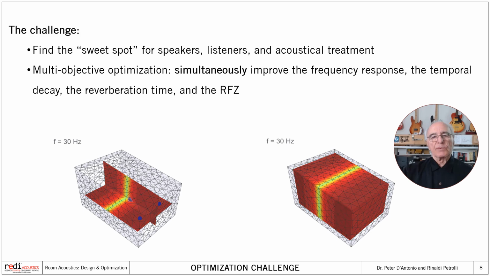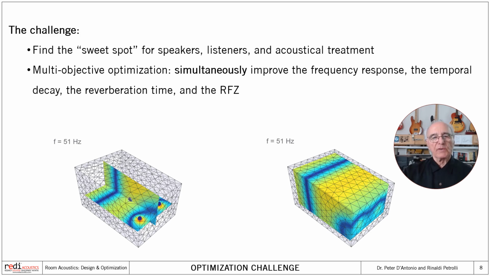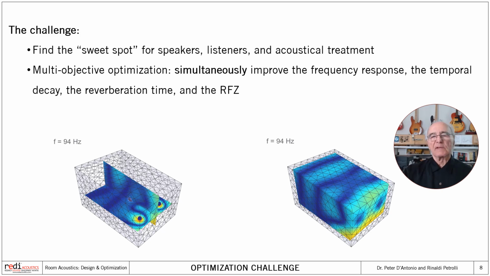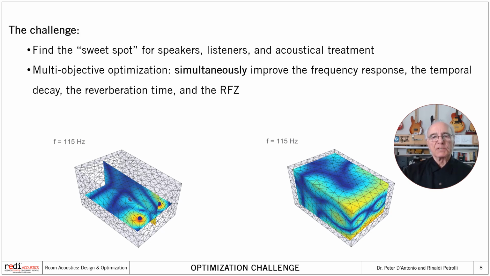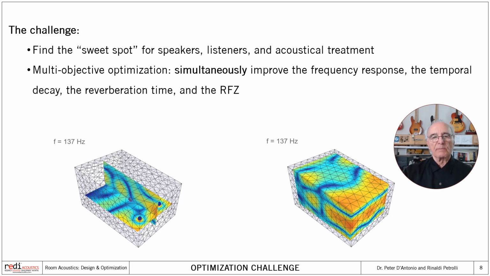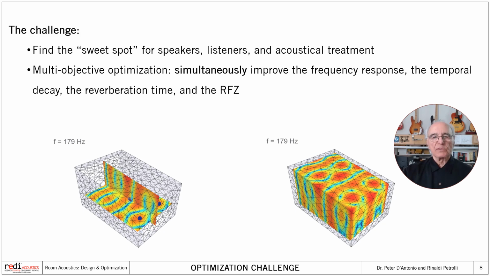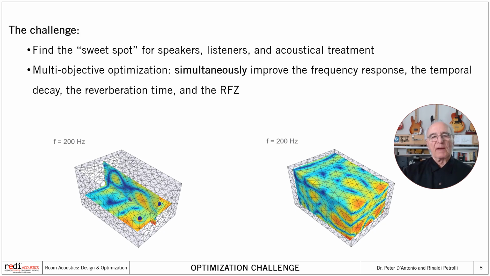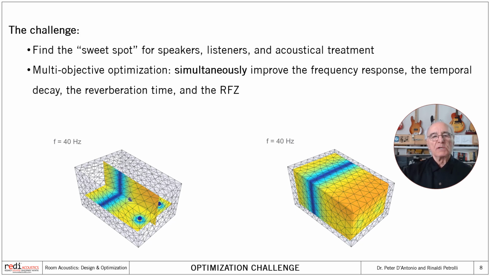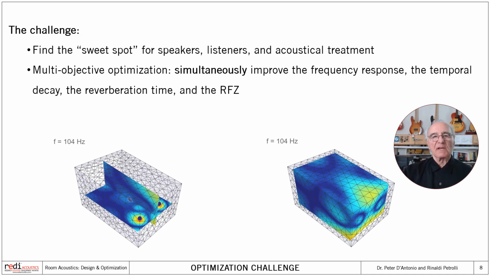For a given geometry, the difficult challenge is to find the optimal sweet spot at all frequencies in a minefield of pressure peaks and valleys for the speakers, listeners, and the acoustical treatment. To simultaneously optimize all of the objective measures, we use a multi-objective evolutionary search algorithm to iteratively find the best metric combination where no metric benefits at the expense of another.